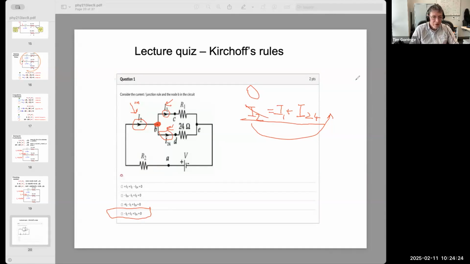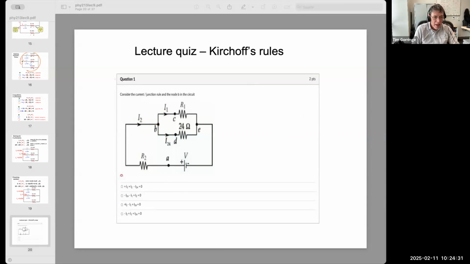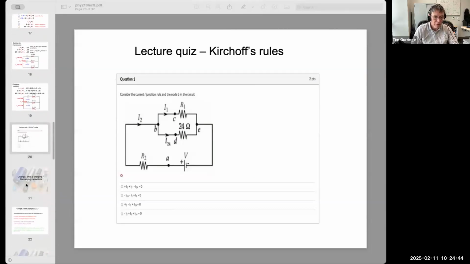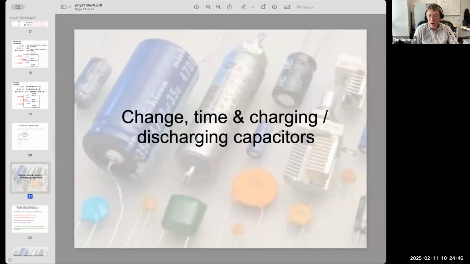Right. Let's continue onwards. Let's get rid of all this stuff, and move on to the second topic, which is circuits involving resistors and capacitors, and circuits involving charging up of resistors and capacitors. I want to talk about charging and discharging capacitors, but first I want to say a few words about change in time in physics.